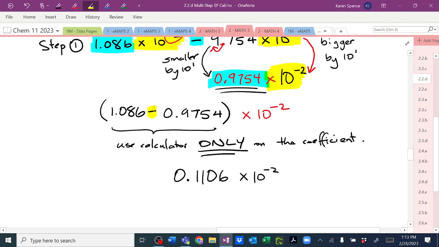I look at the first uncertain digit. So I have uncertainty in the thousandths, and I have uncertainty in the 10,000ths. That's hard to write. So I have uncertainty in the third decimal place, and I have uncertainty in the fourth decimal place, which means I have 3 sig figs. But I'm not going to round off. I'm not going to write 0.111 times 10 to the negative 2. I'm just going to leave it.